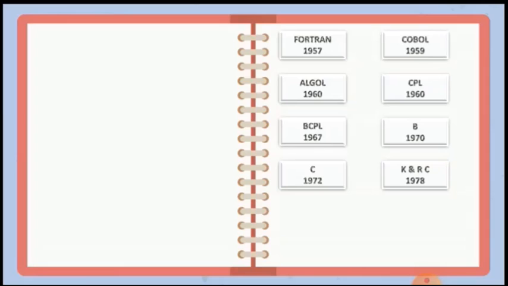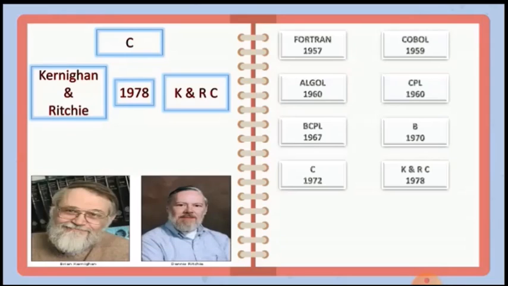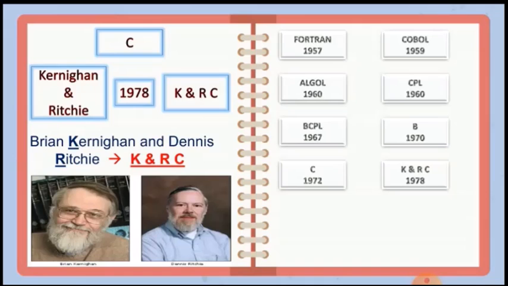So looking at the popularity of C language, Brian Kernighan and Dennis Ritchie wrote a book together on C programming language in 1978, and the name given is K and R C. K and R are taken from both the scientists' names and C from C language.